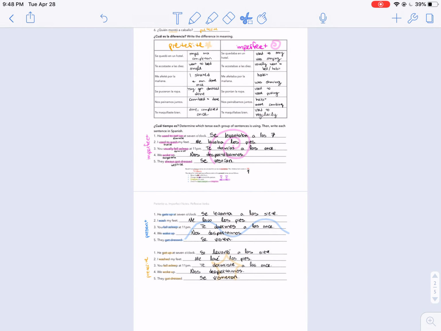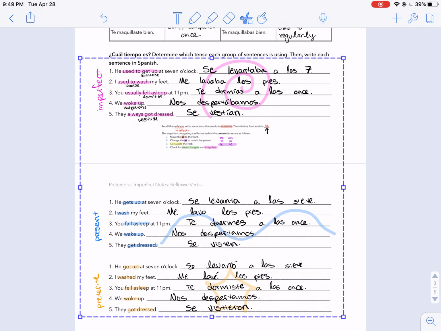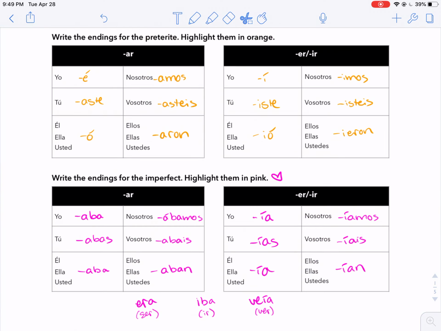So the good news is reflexive verbs work the same way across all of our tenses. You just need to remember the correct endings. That's why we have a cute little shortcut right up here with our endings. So nice.